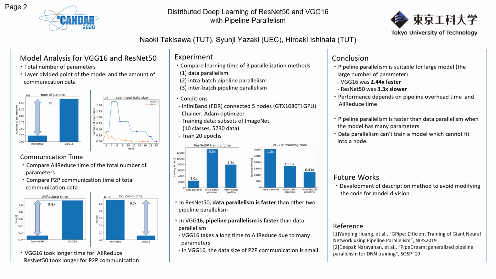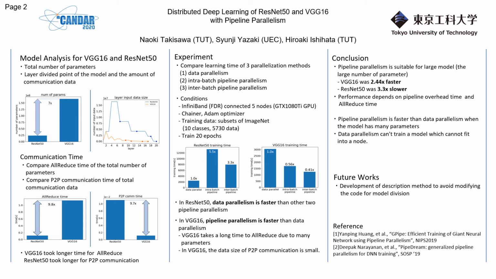Finally, we executed the training in data parallelism, intra-batch pipeline parallelism, and inter-batch pipeline parallelism, and compared the training time. We compare the results for ResNet50 and VGG16 respectively. We use 5 nodes connected by InfiniBand. The training data is a subset of 10 classes from ImageNet. The number of epochs was 20. As a result, data parallelism was the fastest on ResNet50. The intra-batch and inter-batch pipeline parallelism took 5.5 times and 3.3 times longer than the data parallelism respectively.